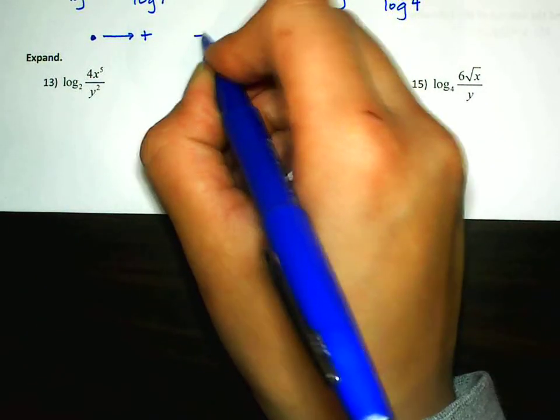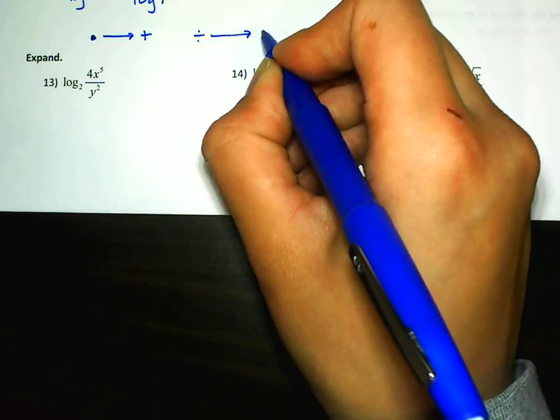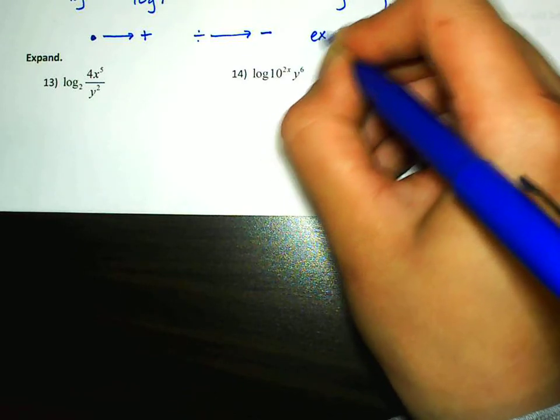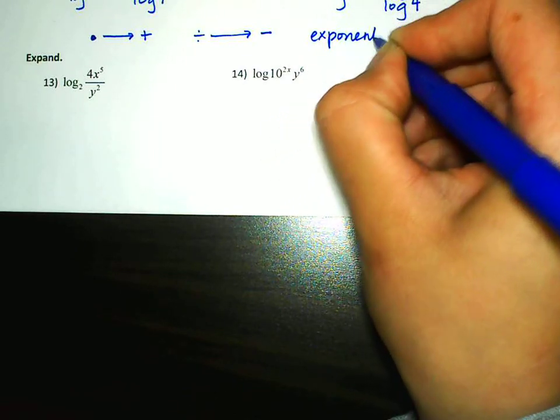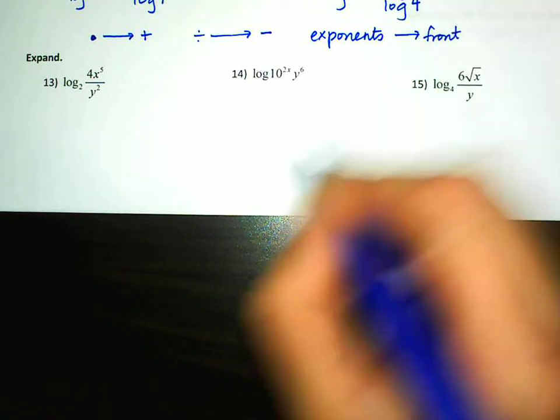If we are dividing two numbers or two variables, we have to subtract their logs from each other. And if there's any exponents, move them to the front of that corresponding log.